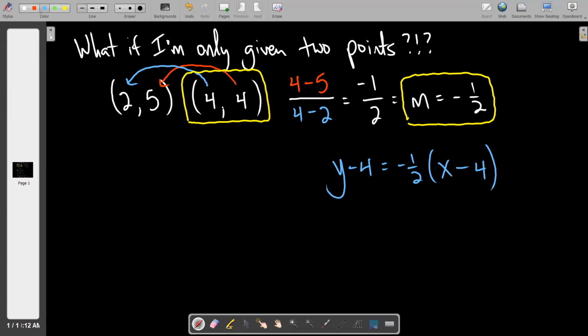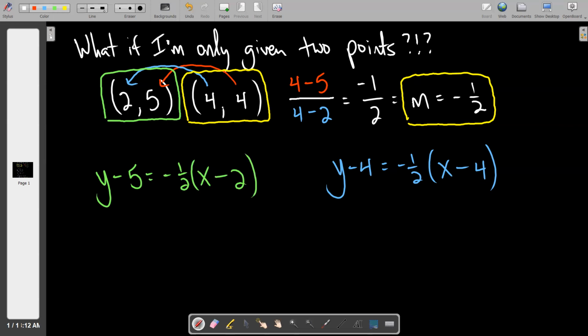Now, let's say that someone else chose the green point. It's going to look different, isn't it? There's no way this is going to be the same answer. It's a load of baloney. So what would this point slope equation say if I chose the green point? 1 minus 5, -1/2.